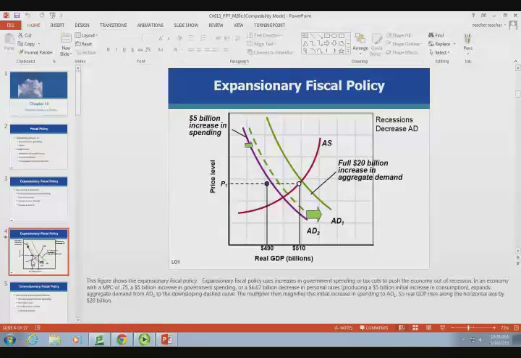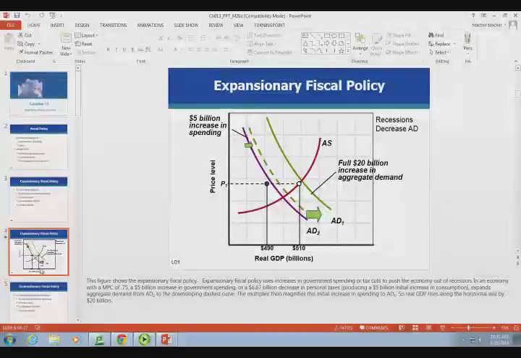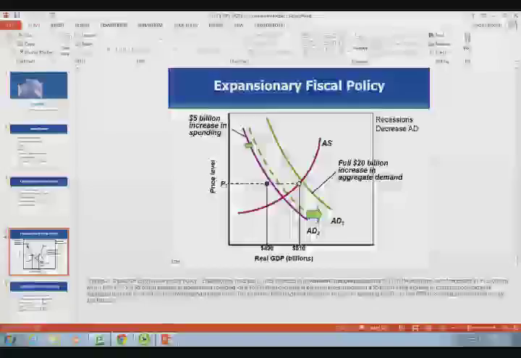What's my multiplier? 4. Got it? $5 billion seed multiplied by 4 produces a $20 billion increase in aggregate demand. All right? So that's why we do deficit spending. So if you ever hear it, now you know what we mean. You're in a bad way, but we're going to do some spending to make some things happen. The opposite of expansionary.